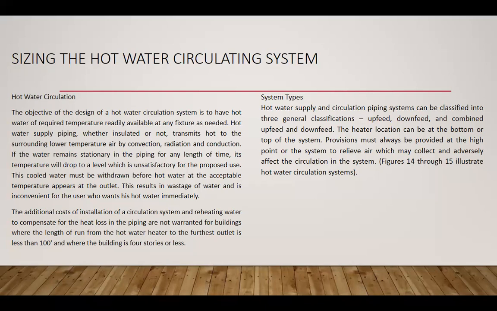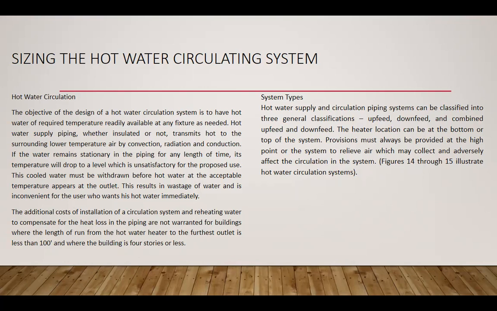Hot water supply piping, whether insulated or not, transmits heat to the surrounding lower temperature air by conduction, radiation, and convection. If the water remains stationary in the piping for any length of time, its temperature will drop to a level which is unsatisfactory for the proposed use. This cold water must be withdrawn before hot water at the acceptable temperature appears at the outlet. This results in vast wastage of water and is inconvenient for the user who wants his hot water immediately.